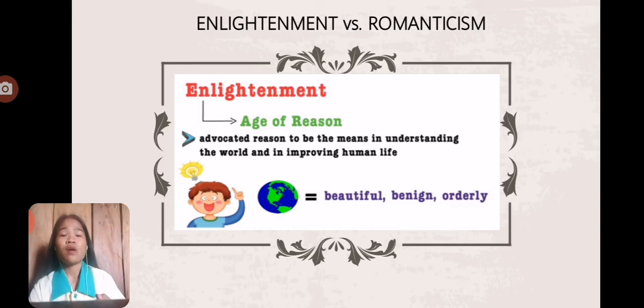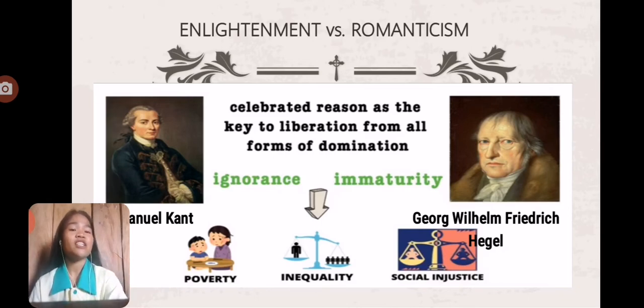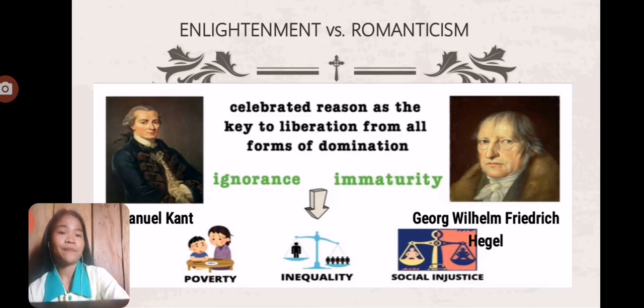The Enlightenment thinkers view the natural world as beautiful, benign, or kind, and orderly. The Enlightenment thinkers, such as Immanuel Kant and Georg Wilhelm Friedrich Hegel, celebrated reason as the key to liberation from all forms of domination. So they believe that reason is the key to freedom from all these forms of domination, like ignorance, immaturity, down to poverty, inequality, and social injustice. So they believe that reason is the key for all of these.